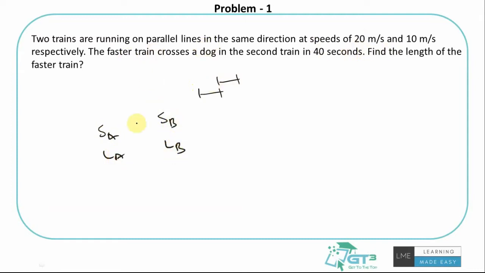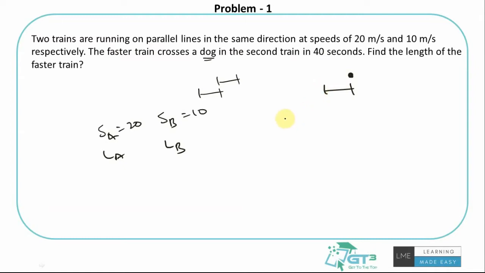20 and 10, so I'll take the faster and the slower. The faster train crosses a dog in the second train in 40 seconds. Oh, sorry, this is not both the trains with considerable length. If you read this, it says the fastest train crosses a dog in the second train in 40 seconds. So this is basically like a point object. But the point object is moving because it's sitting on the train.